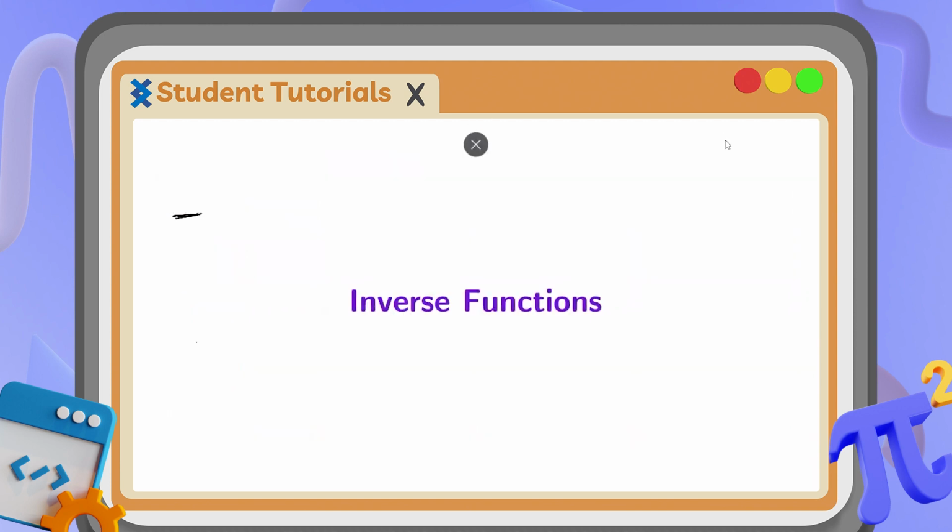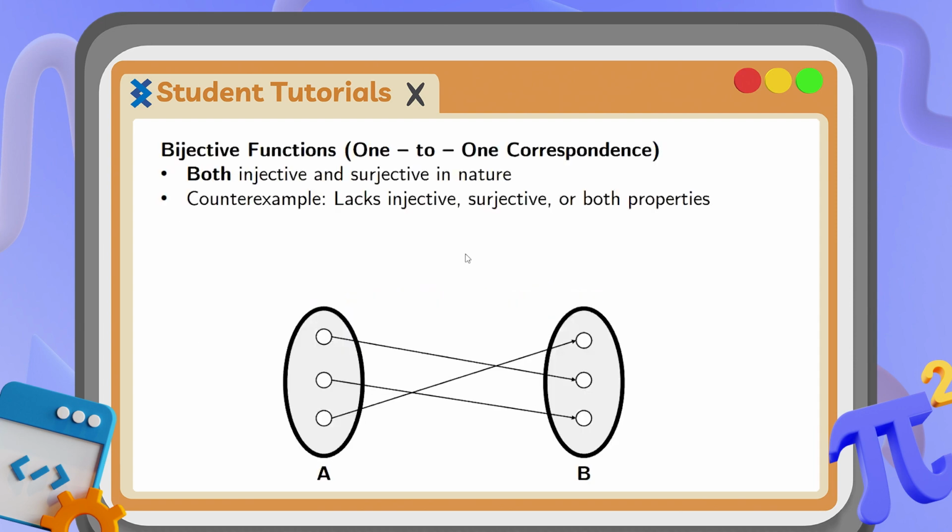So now, let's proceed to inverse functions. So notice we'll go back to bijective functions, which are again injective and surjective in nature. And if a function is bijective, then we can see that this function is actually invertible.